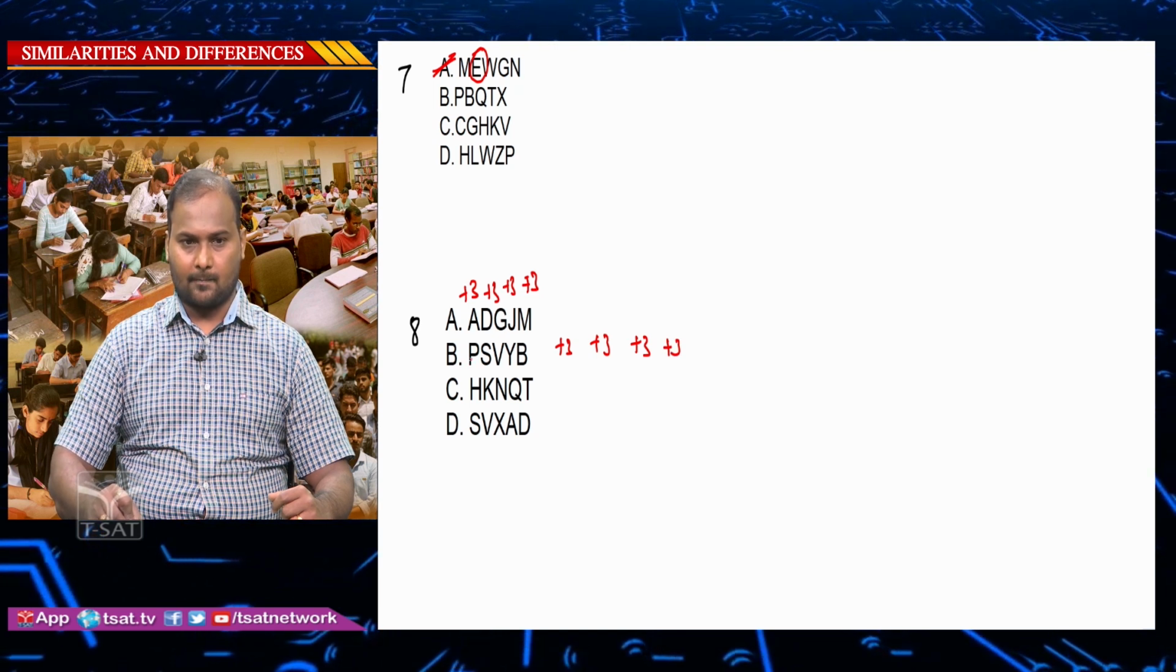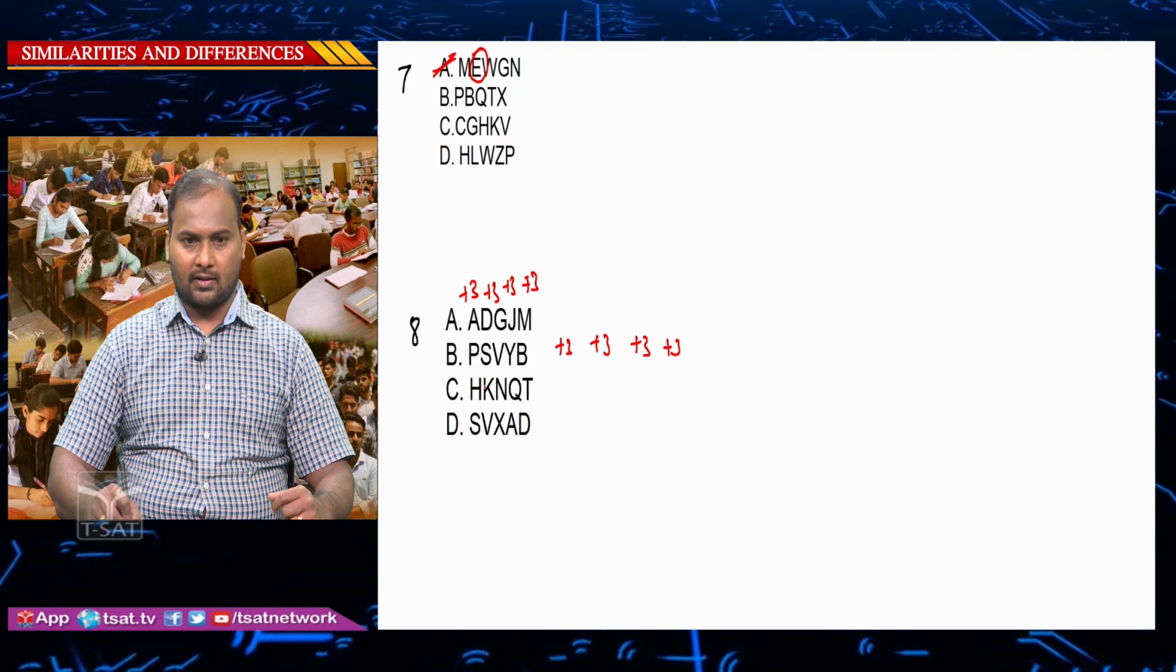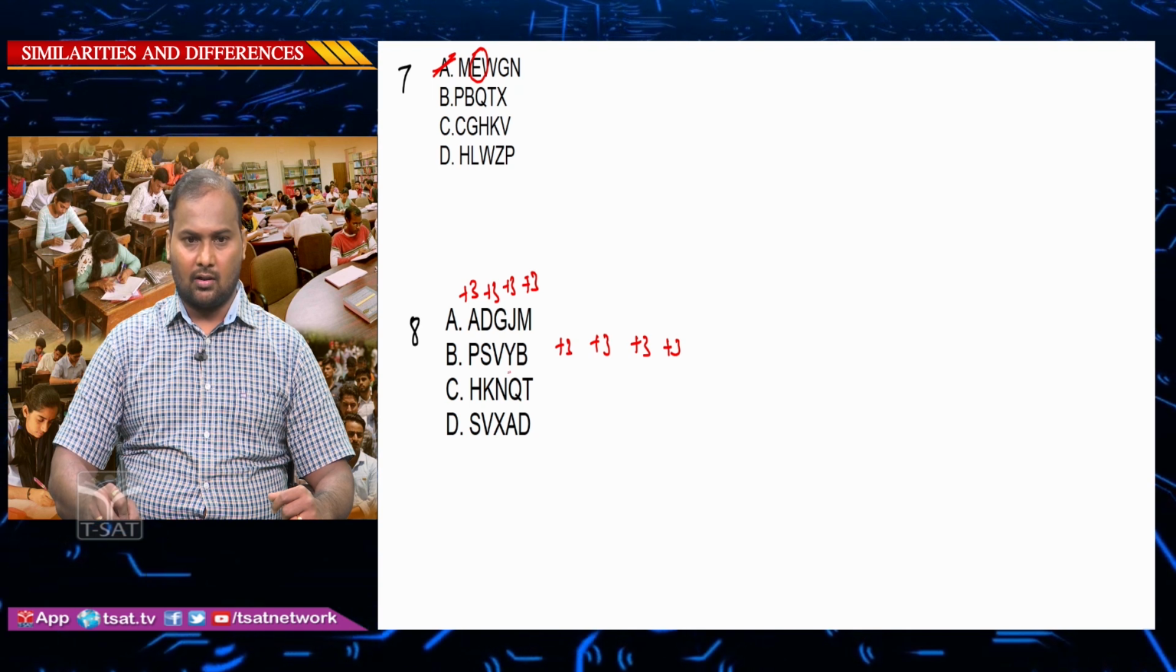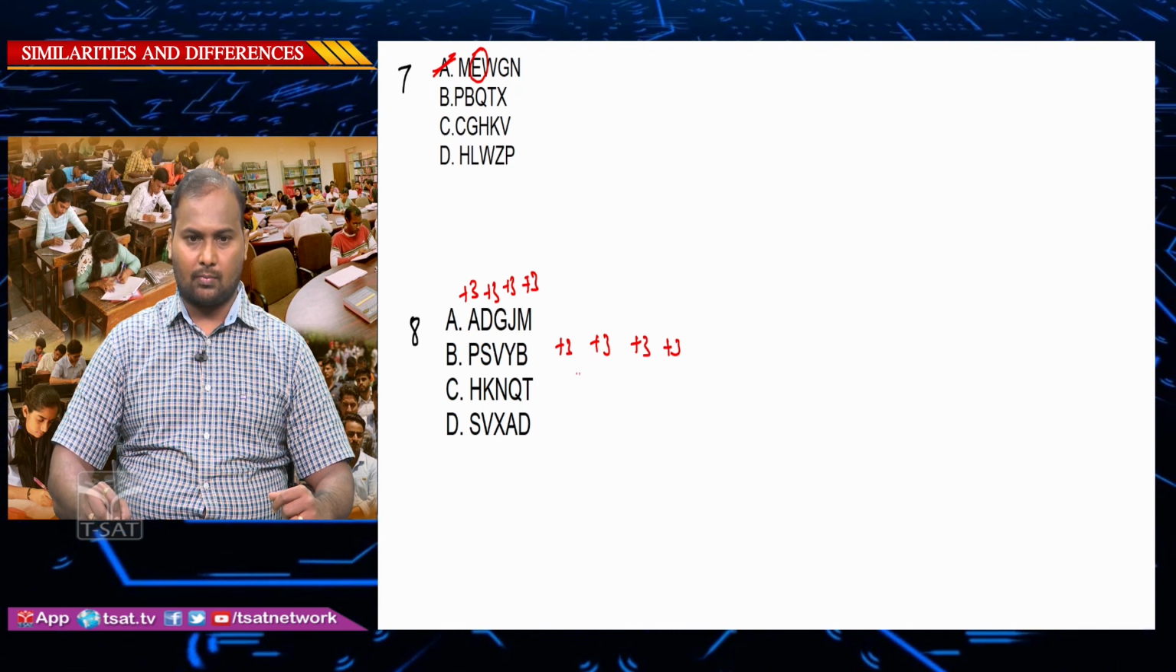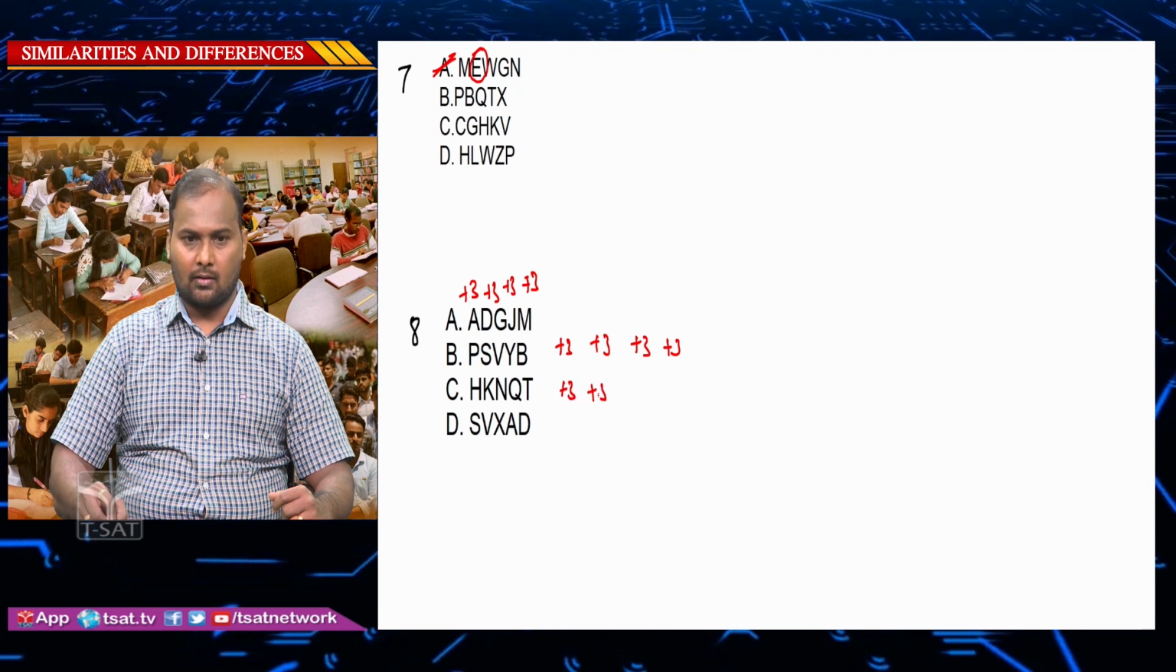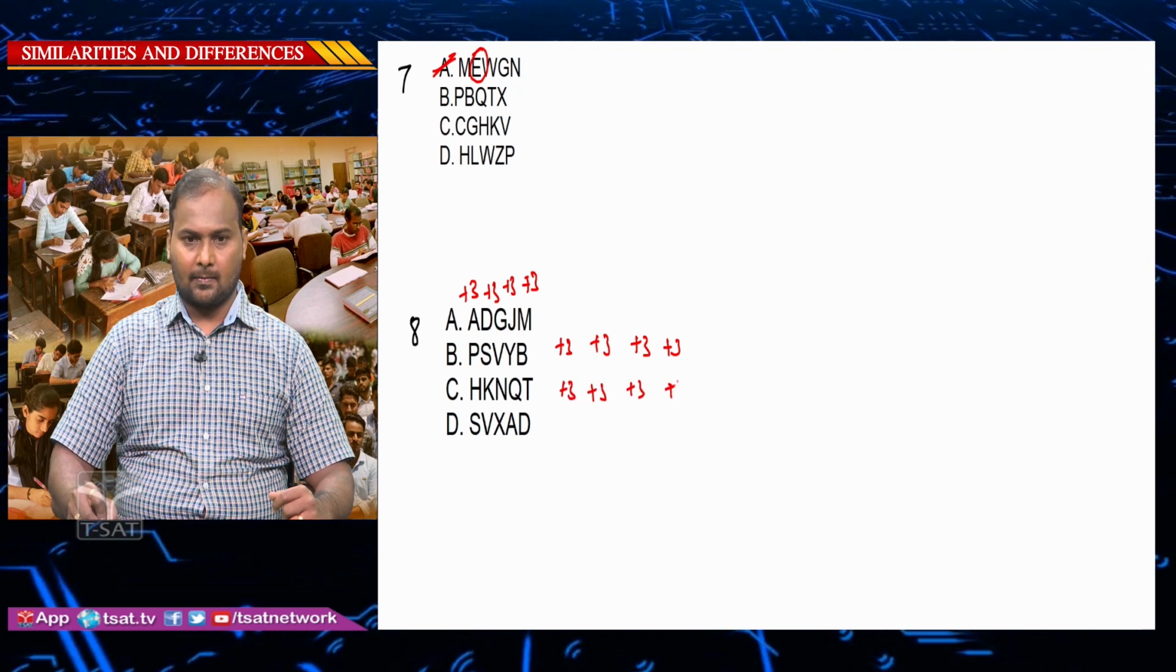Now, come to option C. H to K, plus 3. K to N, plus 3. N to Q, plus 3. Q to T is also plus 3. Here also the logic is plus 3, plus 3, plus 3 and plus 3.